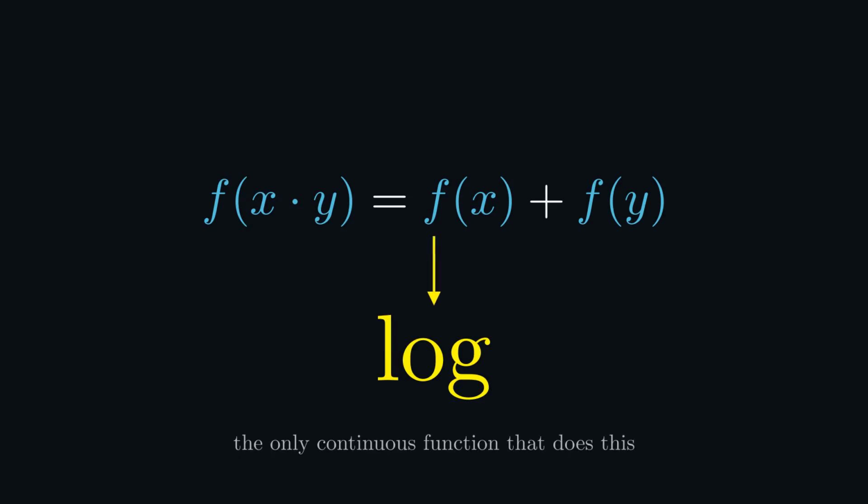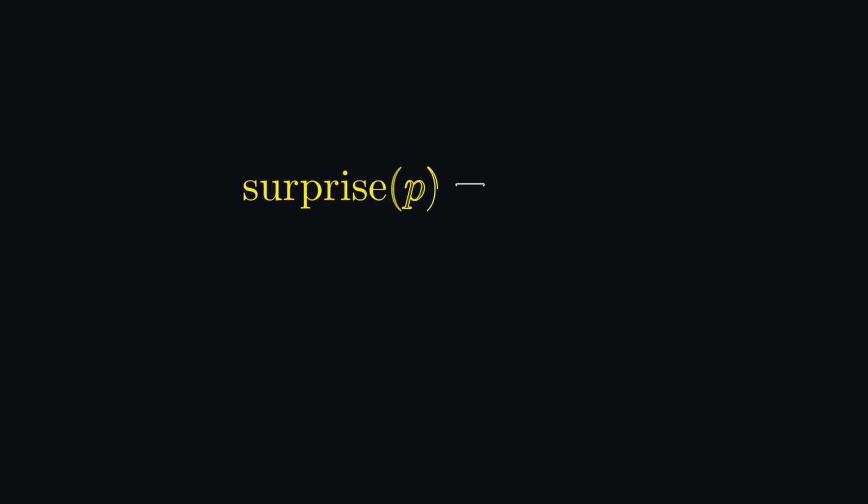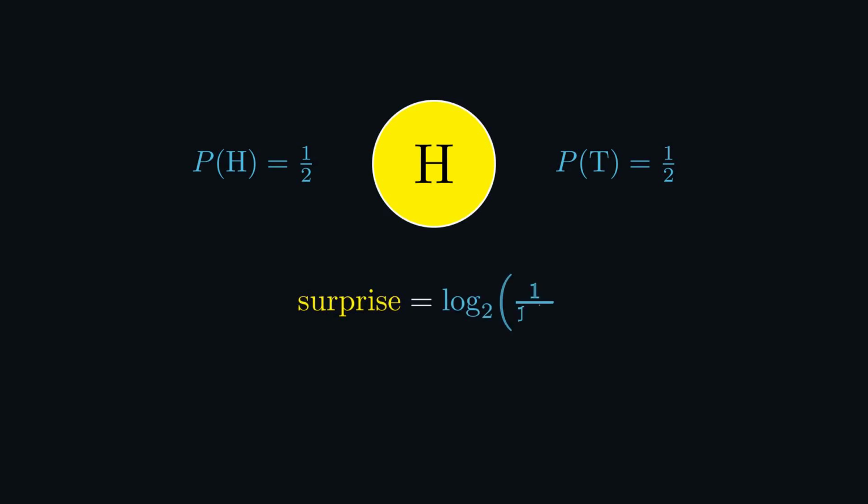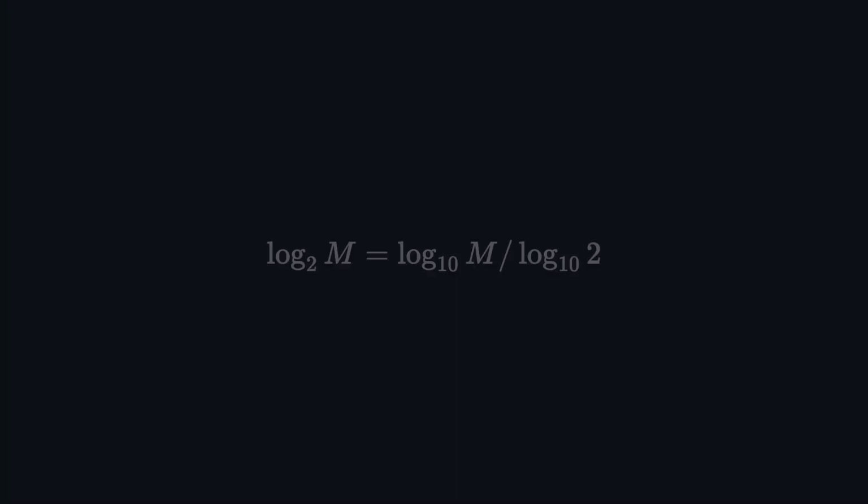That's their whole job. So the surprise of an event with probability p is the log of 1 over p. Equivalently, minus log p. The smaller p gets, the bigger the surprise. Take a fair coin, heads with probability 1/2. The surprise of either outcome is log base 2 of 2, which is exactly 1. That is where the unit comes from. 1 bit, 1 yes or no question resolved.